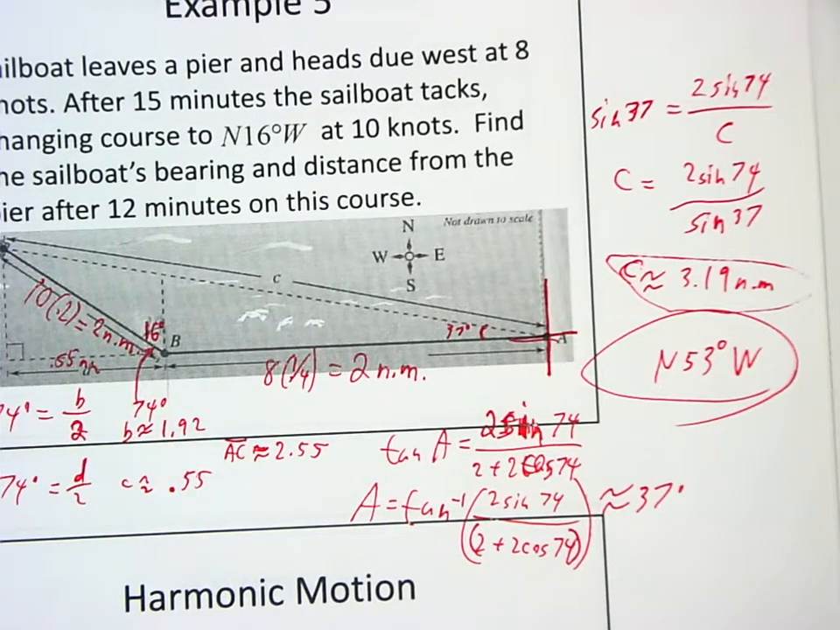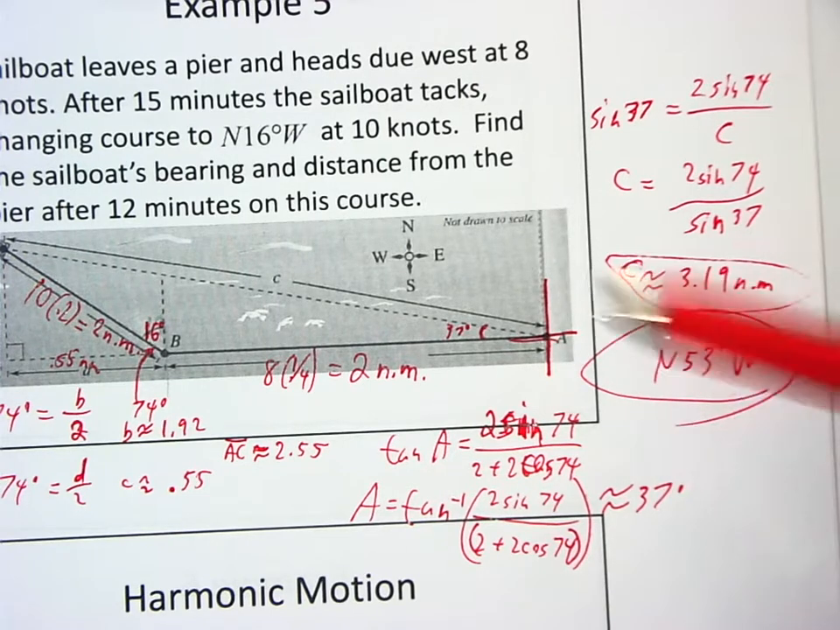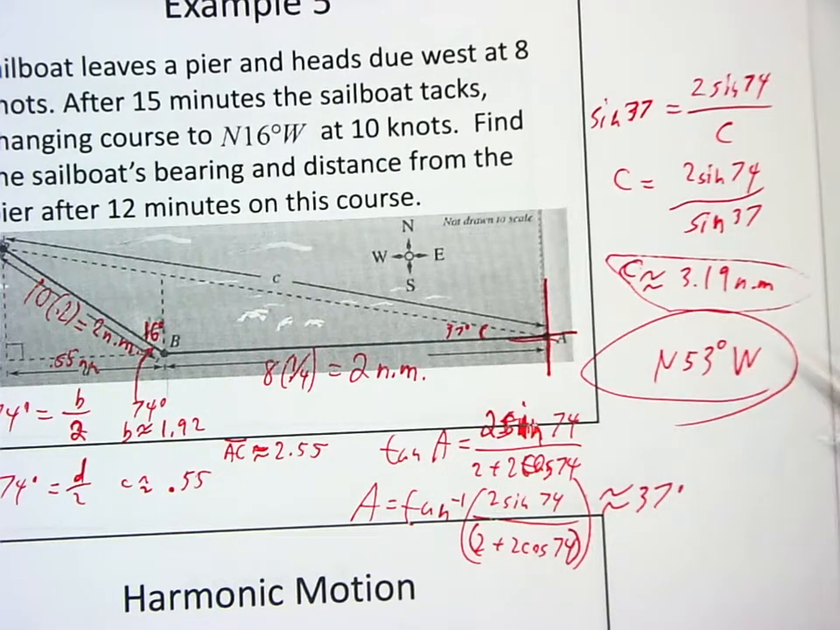So if I wanted to go straight out to where the boat is currently, I would take a bearing of north 53 degrees west and go for 3.19 nautical miles. Is it okay if instead of that notation you write out west of north? No, you need to use the bearing notation. And it's always north.